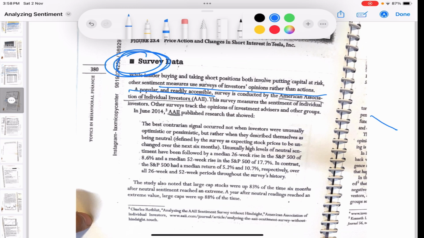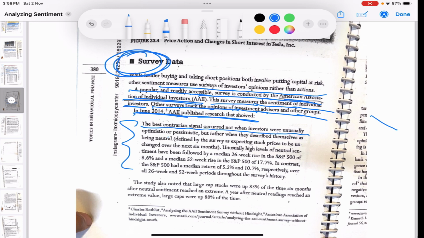A popular and readily accessible survey is conducted by the American Association of Individual Investors. This survey measures the sentiment of individual investors. Other surveys track the opinions of investment advisors. In June 2014, the AAII published this particular finding. The best contrarian signal occurred not when investors were unusually optimistic or pessimistic, but rather when they described themselves as being neutral, defined by the survey as expecting stock prices to be unchanged over the next month.